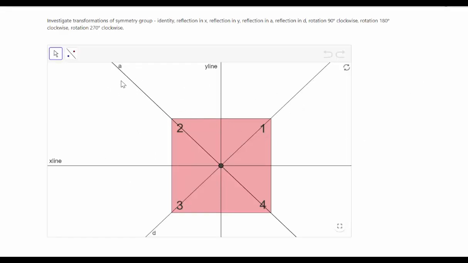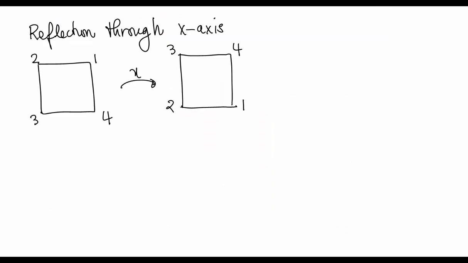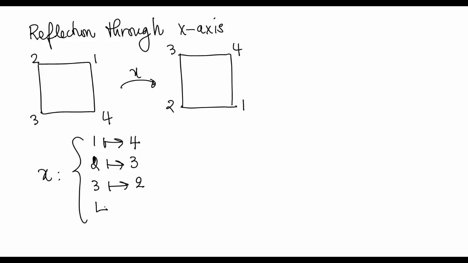We can also reflect through the x-axis, and let's see what this will entail. So we will reflect the square through the x-axis. All right, so let's write down what we just observed. What we saw through this motion is a map which we'll call x, and this map is now sending 1 to the 4th position, right? And what happens to 2? 2 is now in the 3rd location. What about 3? 3 is now in the 2nd location, and then 4 is in the 1st location.